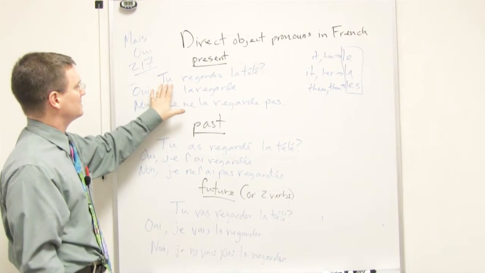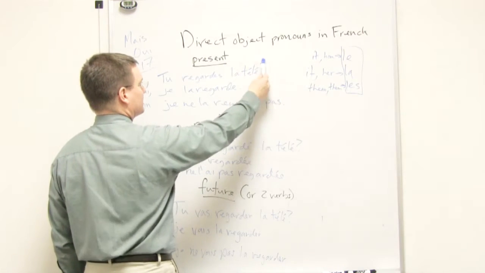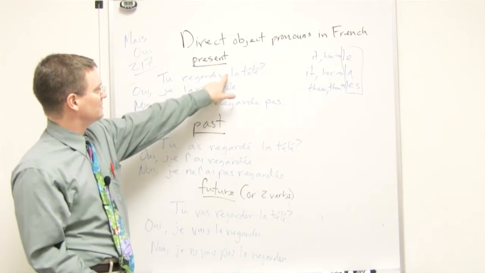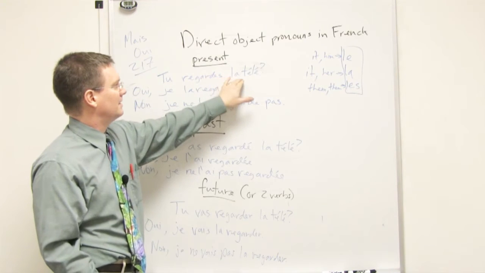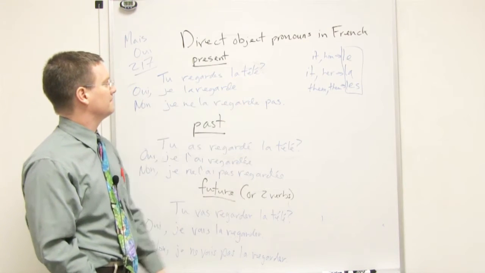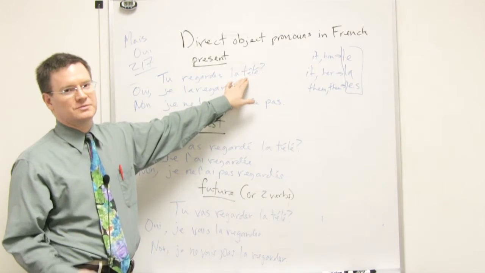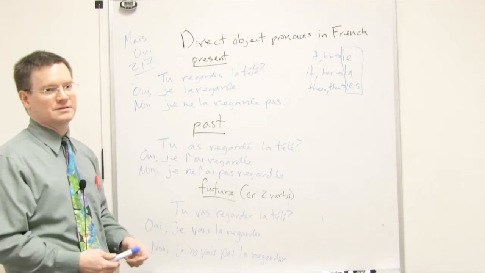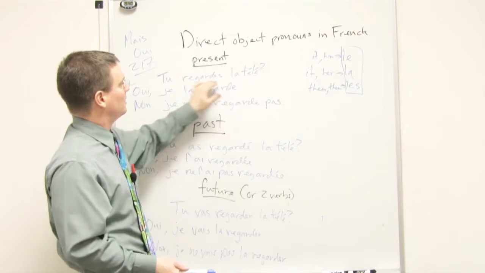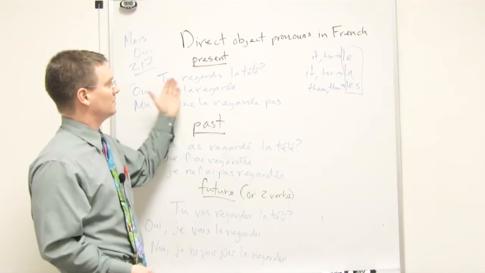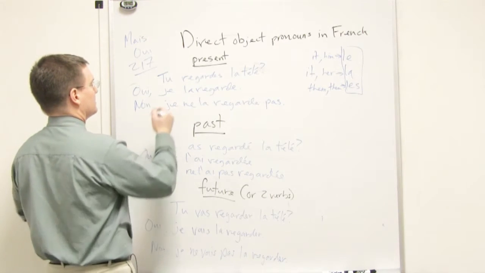For example, if I'm asking the question, you're watching TV, notice TV here is a direct object. The reason we know this is a direct object is because there's no preposition here. There's no à or de or anything. All you have is a subject and a verb and an object. In other words, you are watching the TV. You are watching what? Quite often the direct object will answer the question what. If it's a person, it'd be who or whom. So, what are you watching? The TV. Direct object answers the question what.